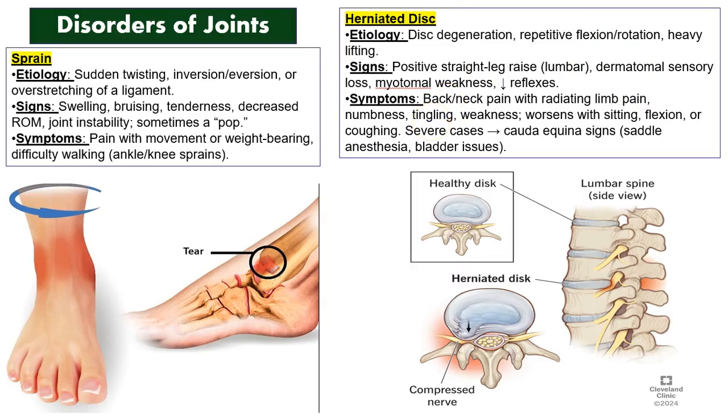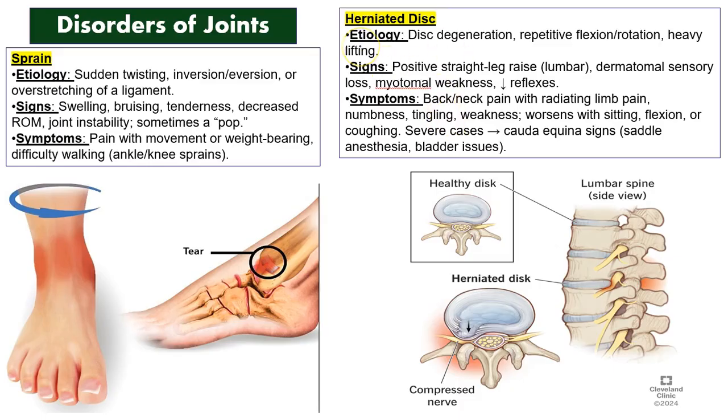So what are the signs? Positive straight leg raise. What does that mean? That means that when you are lying on your back or your leg is straight and you're standing up, you actually have a lot of pain. That could be a symptom of a herniated disc or a sign of a herniated disc. Dermatomal sensory loss. What that means is you're going to have numbness and tingling. And then also you have a myotomal weakness, which means that whatever muscles around that area of nerve is probably going to get weak as well. And then a decrease in reflexes because of the fact that you are compressing that nerve.